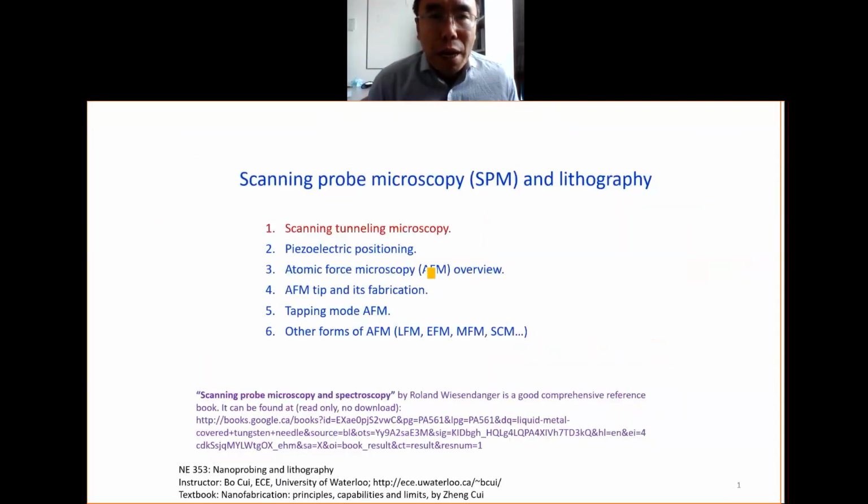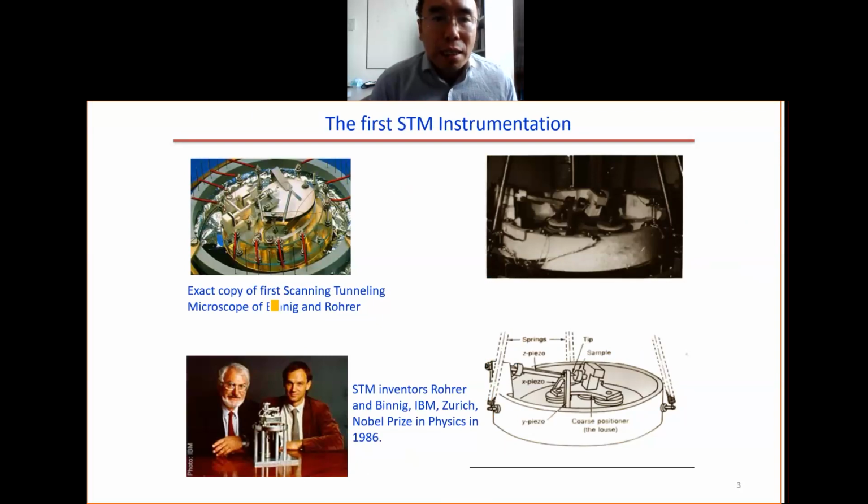The first scanning probe microscope is actually the STM, the scanning tunneling microscope. This one was invented by those two persons in 1981. They won the Nobel Prize in 1986. But later on, the AFM was invented in 1986. This is the first STM.